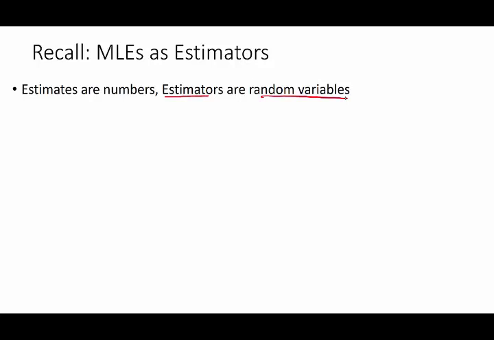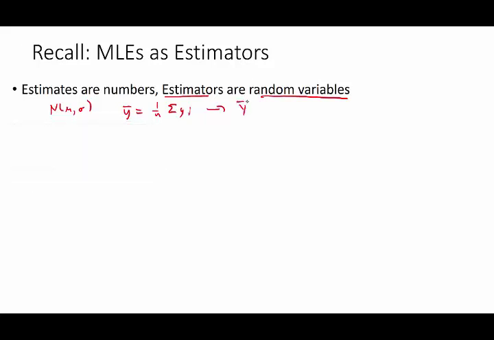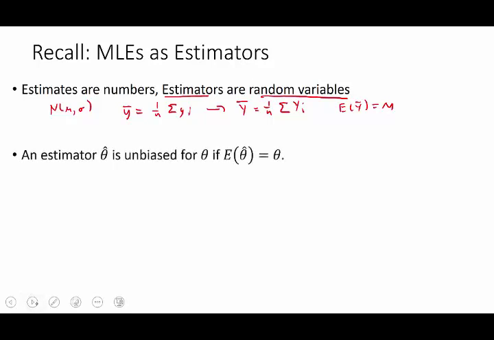As an example of that, when we were talking about the MLEs for mu and sigma from a normal random variable, we knew that the MLE for mu was the sample mean, y bar. If we consider it as an estimator, then we're looking at statistical properties of the random variable, which is the sample mean of our individual observations. And we know some things about this. For example, we know that its expected value is mu.